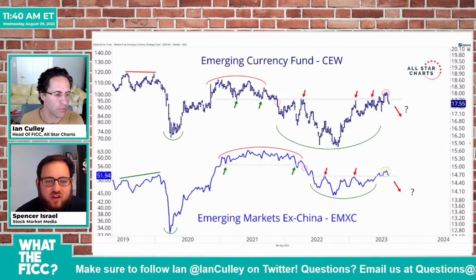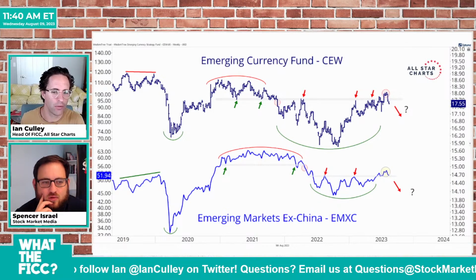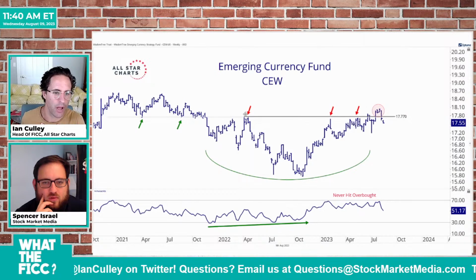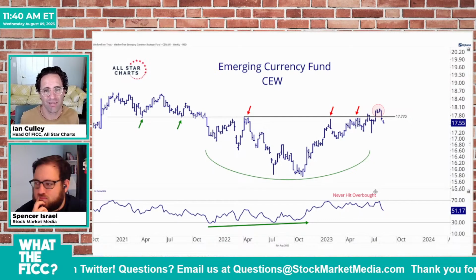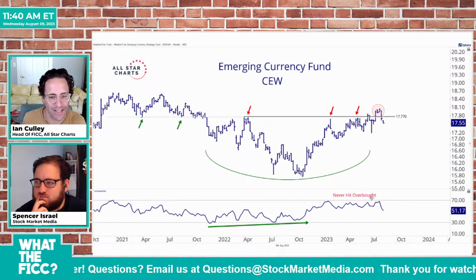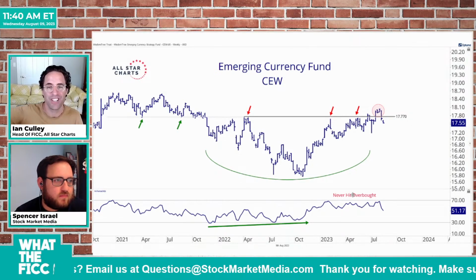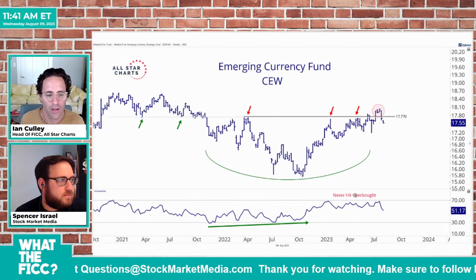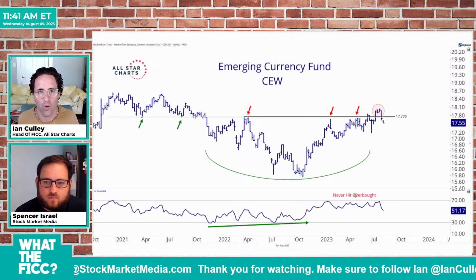So yeah, what is the CEW showing to you right now? Well, we got a failed breakout. Failed breakout here above the pivot highs from last spring. Never hit overbought, which I like to see. I like that overbought reading on breakouts, or at least preceding the breakout. It never materialized. That's just telling me that the bears are still in control.